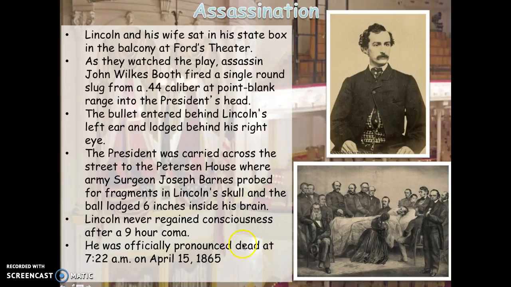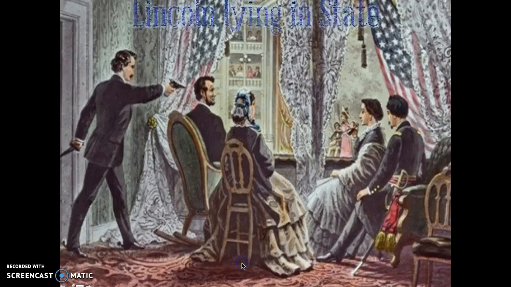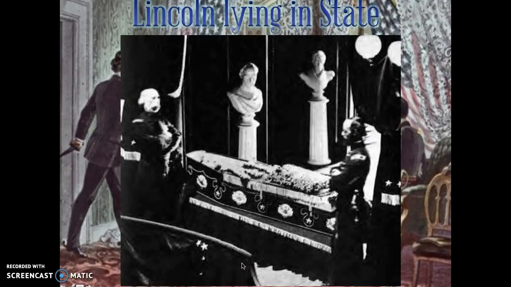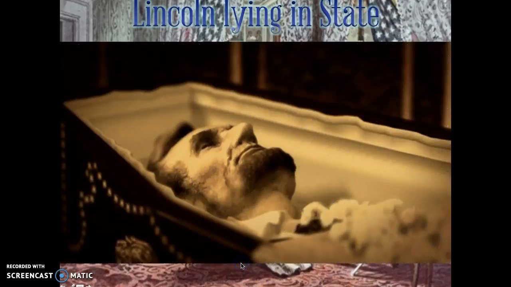April 15th, 1865. The other thing we talked about was how this was only 5 days after the South had surrendered at Appomattox. So the war has only been over for about 5 days. Some interesting photographs, because photography was brand new at the time. I think this photo is pretty amazing.